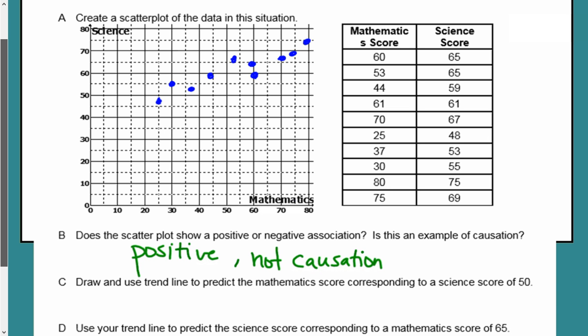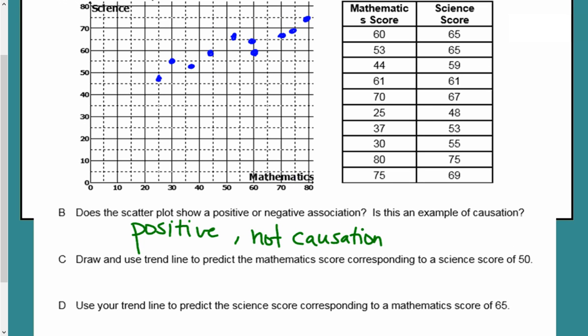So now letter C: draw and use a trend line to predict the math score corresponding to a science score of 50. So again, when you draw a trend line, just do the best you can to go through the middle of the points. As you can tell, obviously, these blue points are not in a perfect line, so you're just going to have to do the best you can. One misconception is that people think the trend line has to go through the origin. That is not the case, especially if the data doesn't look like it would go through the origin.